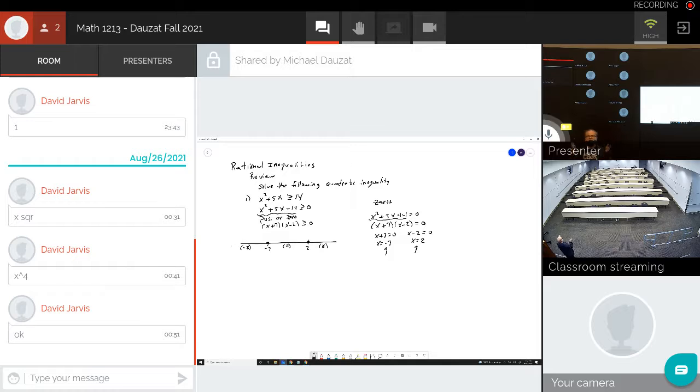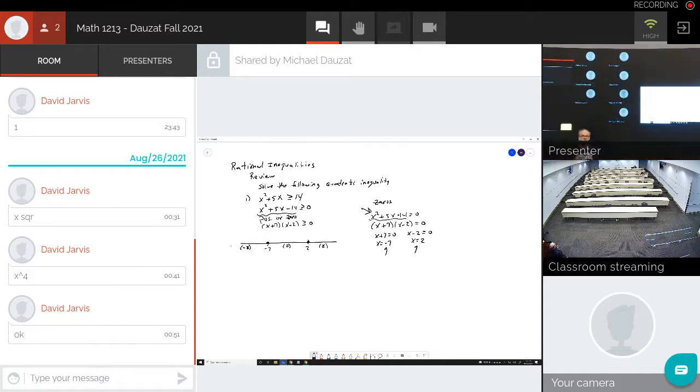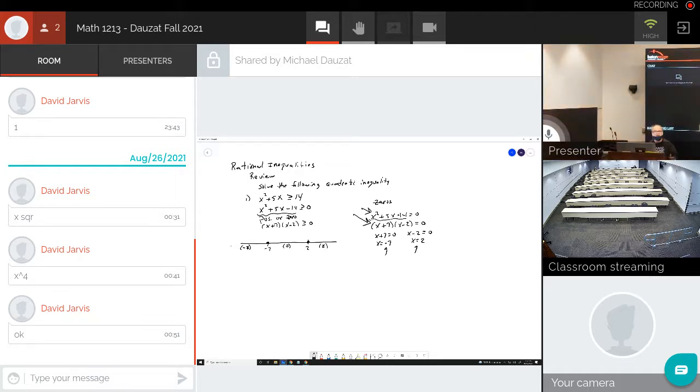Can anyone tell me how we factored this quadratic expression right here? What are the factors? No. Those -7 and 2 are your zeros. I'm asking, what are the factors? Last year, when you started factoring you wrote it as a product. What am I multiplying together right here?